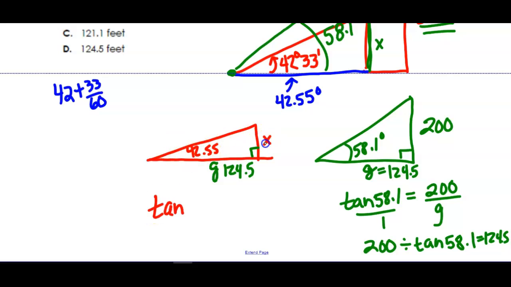So now we just need to do one more time here with this triangle. Again, it's opposite and adjacent legs. So we have the tangent of 42.55 equals opposite over adjacent. So 124.5 times the tangent of 42.55 is 114.3 feet.